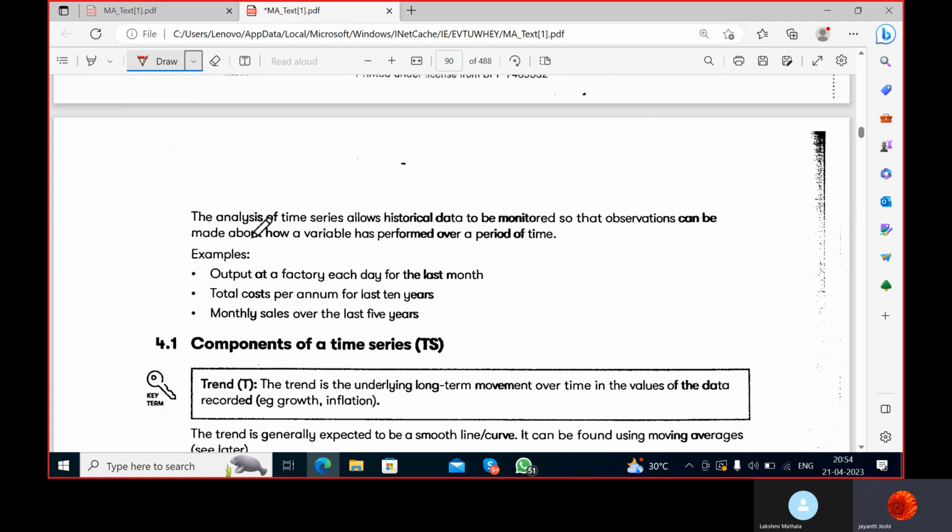Now, some examples. If you have a range of values, you can forecast the future. Output at a factory each day for the last month: we have every day's output. With that, if we frame a graph of output and cost, can we see that our output is increasing and our cost is increasing? And this shows what kind of trend, Hamsika? Increasing trend, correct? So if you have data, you can find out the trends. Total cost per annum for the last 10 years, monthly sales over the last 5 years.